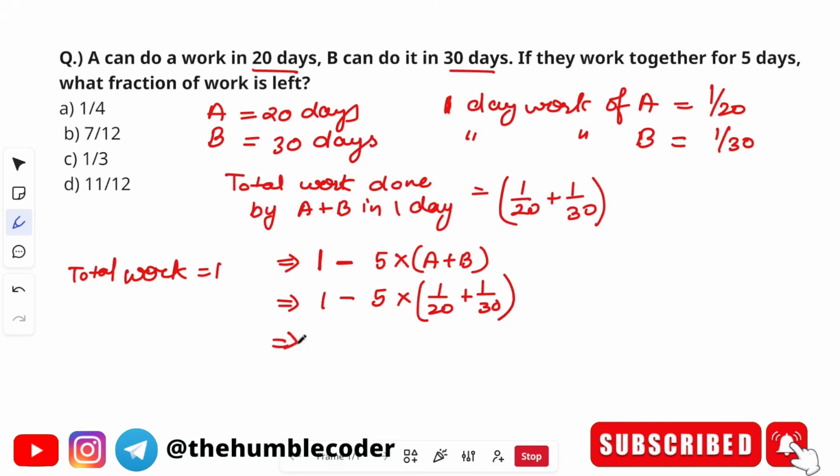Now we will try to simplify this equation. Okay. See, first of all, let's try to take the LCM of this thing.